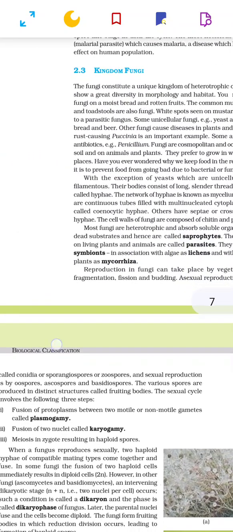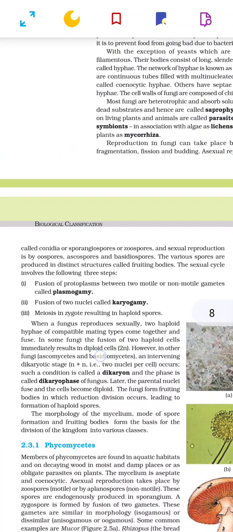Asexual reproduction is by spores called conidia, sporangiospores or zoospores, and sexual reproduction is by oospores, ascospores and basidiospores. The various spores are produced in distinct structures called fruiting bodies. The sexual cycle involves the following three steps. Number 1: fusion of protoplasm between two motile or non-motile gametes is called plasmogamy. Number 2: fusion of two nuclei is called karyogamy. Number 3: meiosis in the zygote results in haploid spores.